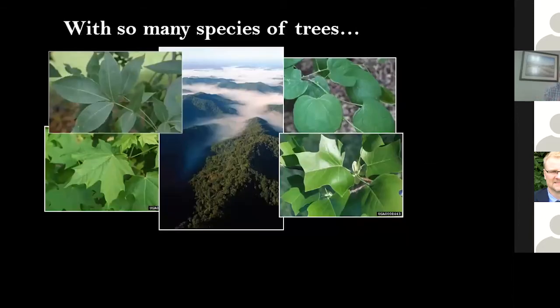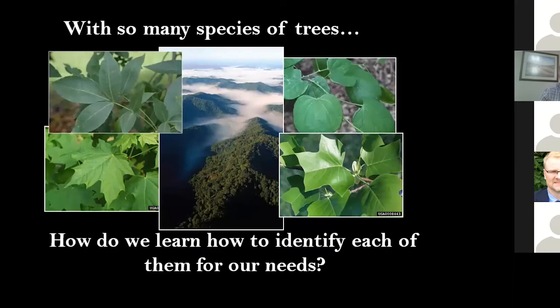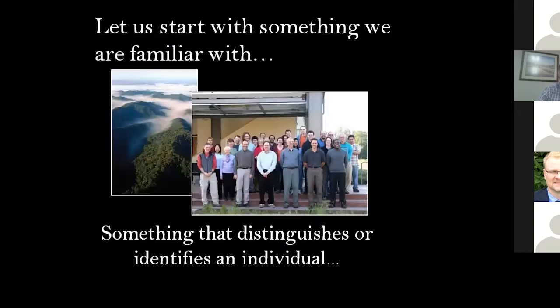With so many different species of trees that abound here in the state of Kentucky, we have to learn how to identify each of them for our needs. And like I said, there's 50 commercially important trees that we need to know, plus 100 trees that are out there that we need to identify also. What I'd like to do to talk about how do you identify trees, I think we'll start with something that we're familiar with, and that is people. I think we know how to identify people.